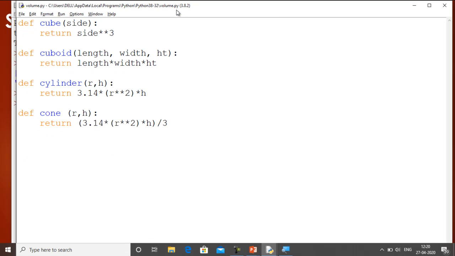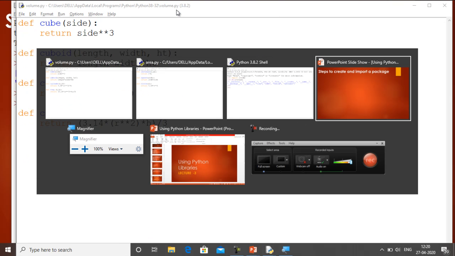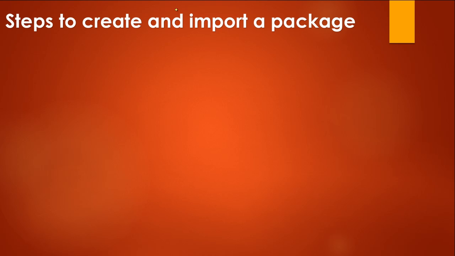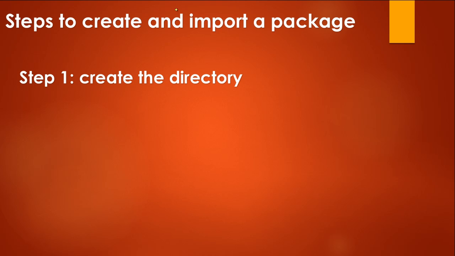Now what task am I going to do? I am going to create a package, and in that package I am going to include these two modules. So what are the steps for creating a package? The first step is that you have to create the directory. So how are you going to create a directory? Let me write the steps for it, and you have to note those steps under this category, creating a directory.